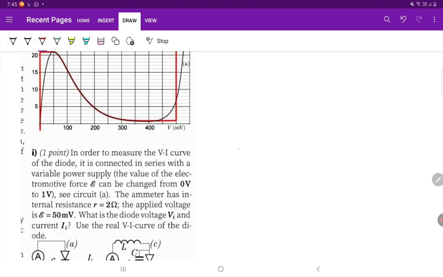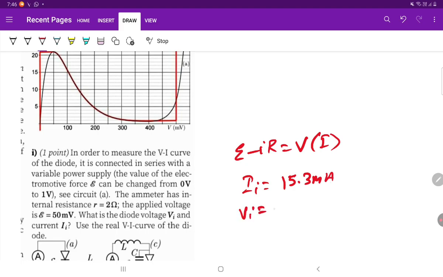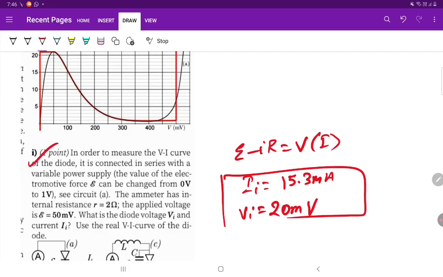So the first question is pretty simple. E minus IR is equal to V as a function of I. Just find the intersection with the given graph, and you get the resulting answer. And well, the answer comes out to be I1 is equal to about 15.3 milliamperes, and V1 is equal to 20 millivolt. So this is the answer of the first part.